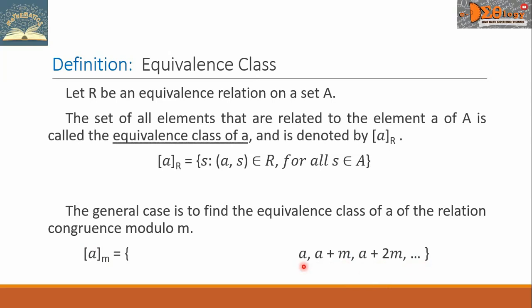Now for the elements on the left side of a, the next element here will be a minus m. Prior to this, the element would be a minus 2m, and prior to this, the element will be a minus 3m. So this pattern will continue for the elements going to the left of a. Now let us see some examples.